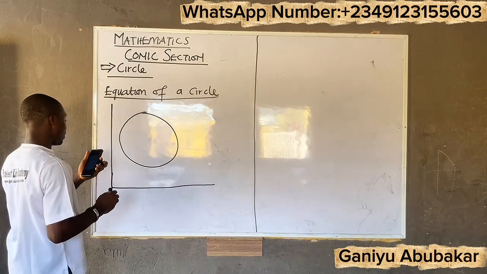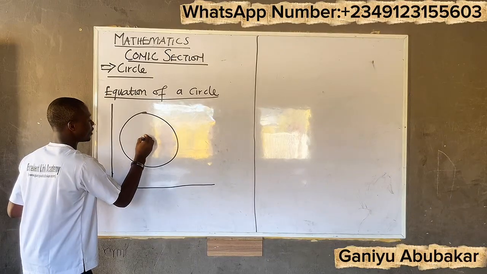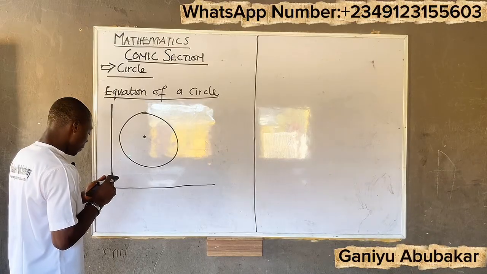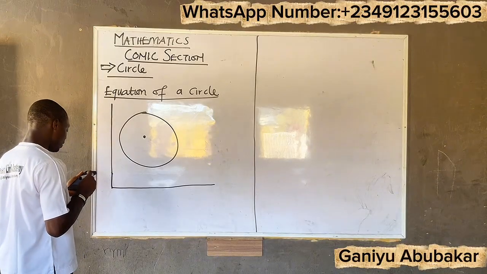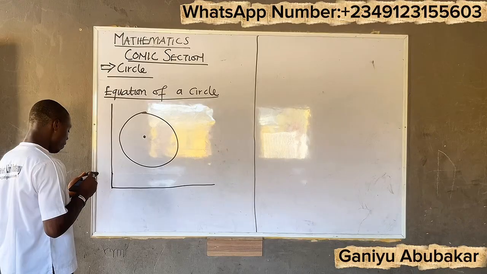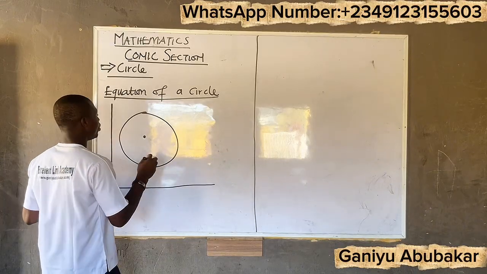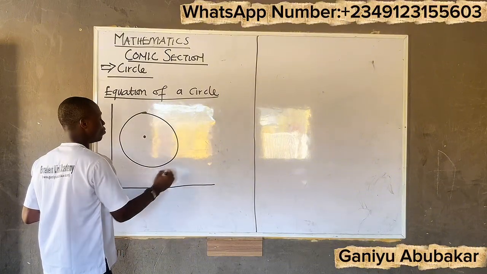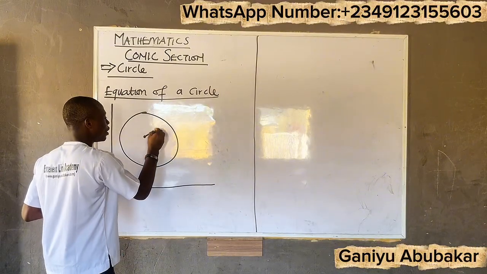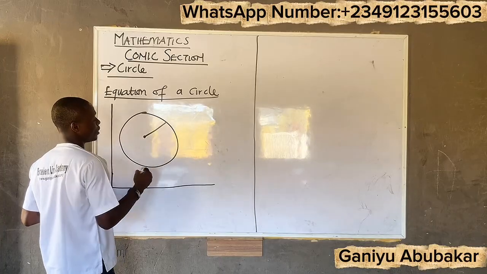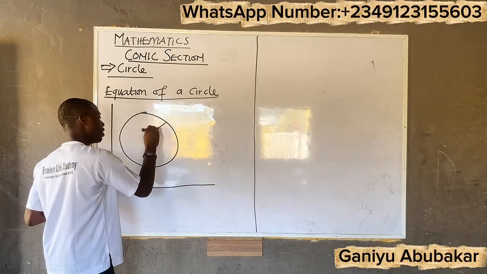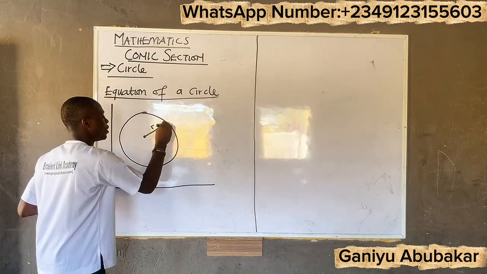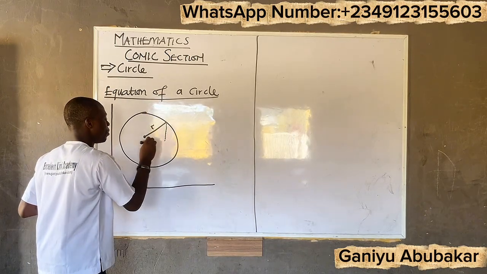My first task here is that we know that this part here is the center point. I want to indicate some point. We know fully well that any distance from the center to the circumference of the circle is the radius. So any distance from here to anywhere on the circle signifies the radius. So this one here is the radius.